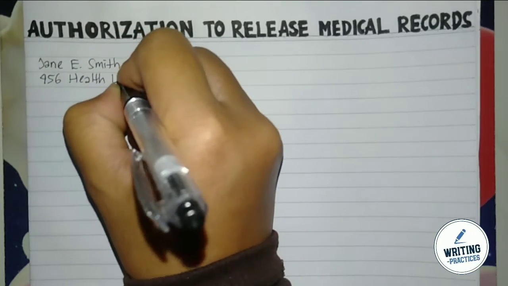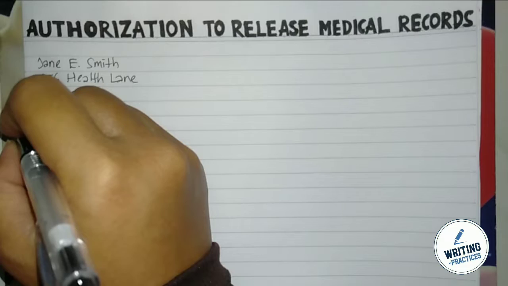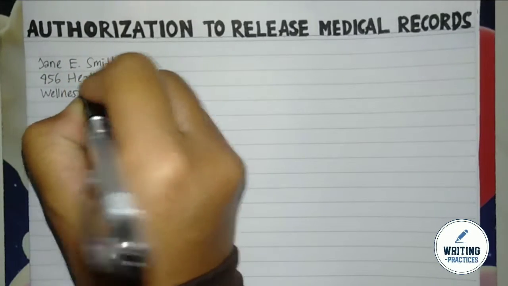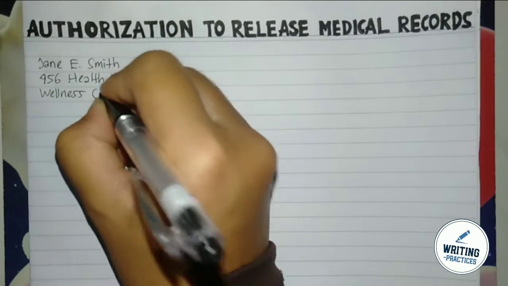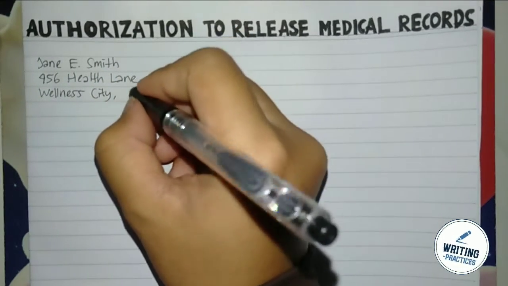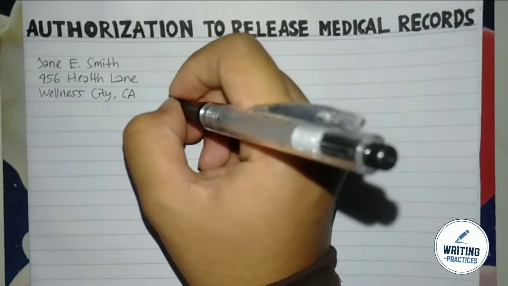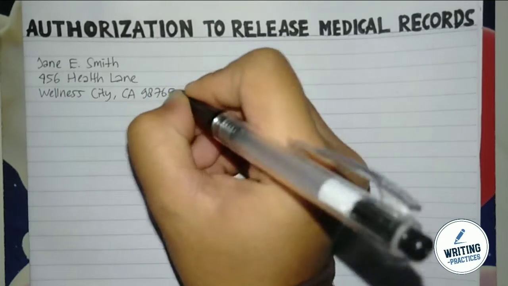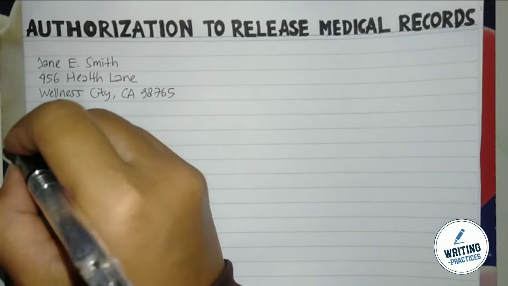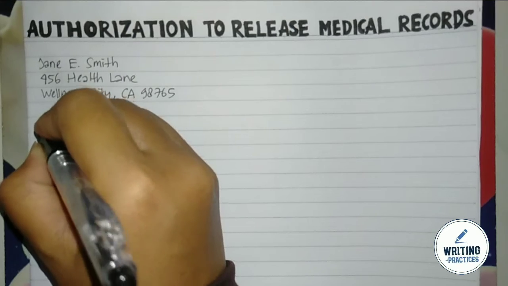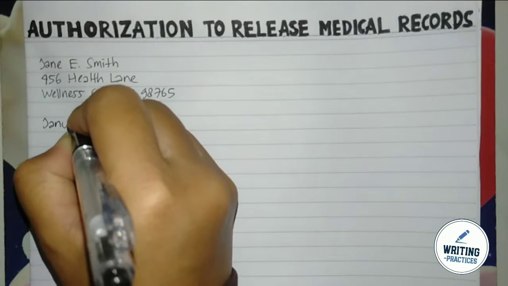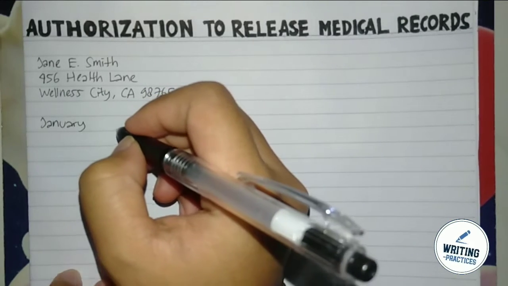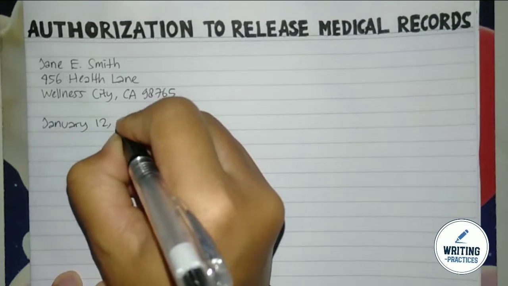This letter is used when a patient wants their healthcare provider to share their medical records with another party, such as another healthcare provider, insurance company, legal representative, or any designated person. The authorization letter typically includes details such as the patient's name, date of birth, a description of the information to be disclosed, the purpose of the disclosure, the specific entity authorized to receive the information, and the duration of the authorization. By signing this letter, the patient consents to the release of their medical records for the specified purpose and duration outlined in the document.